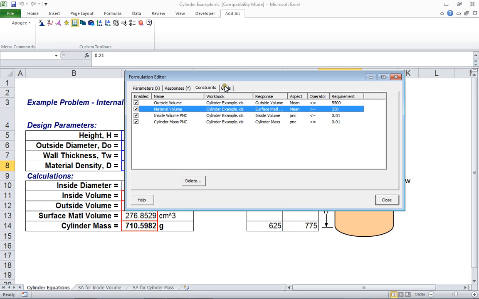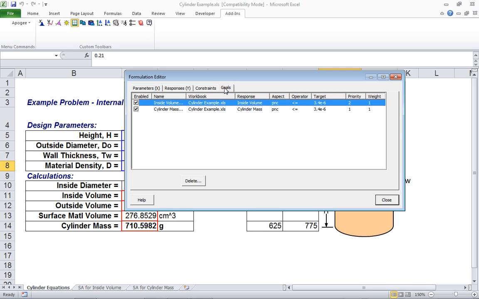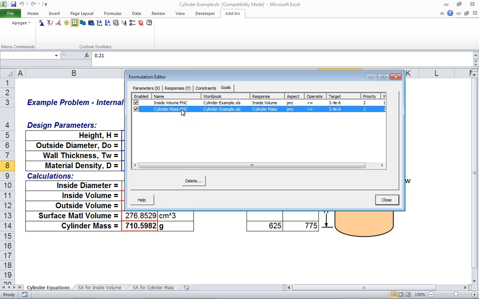Okay. In addition, we've defined goals where for the inside volume, we would like its PNC to be less than 3.4 e to the minus 6, our 6 sigma objective, and the cylinder mass would also like to have its PNC less than 3.4 e to the minus 6. So this is the complete formulation, and now I'll show you how I establish the constraints and goals that you see defined in this formulation editor.